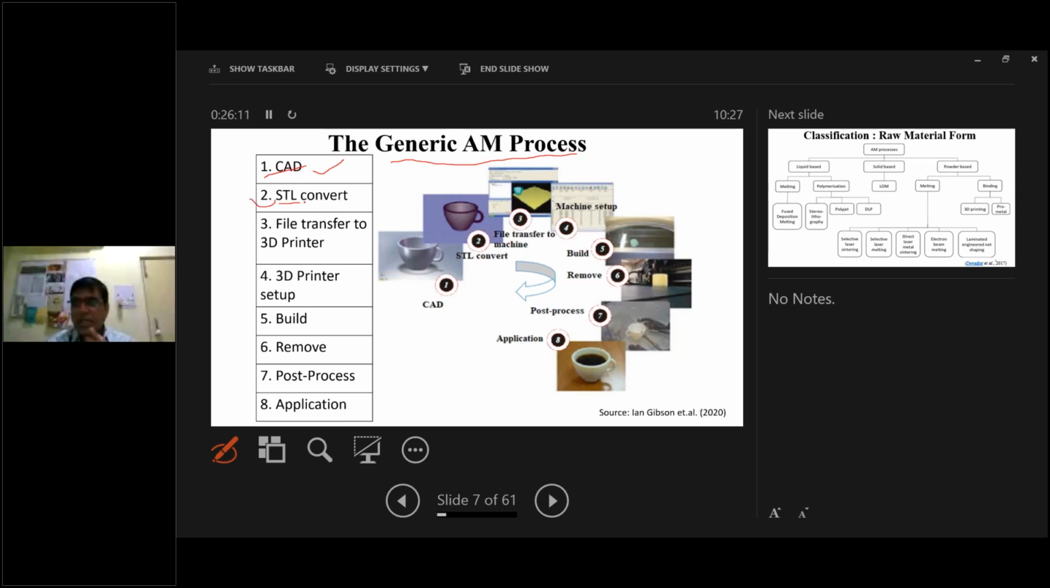Anybody would like to write here? STL full form. Anyone? STL full form. Let us make this interactive for all of us. What is this file format? Anybody?